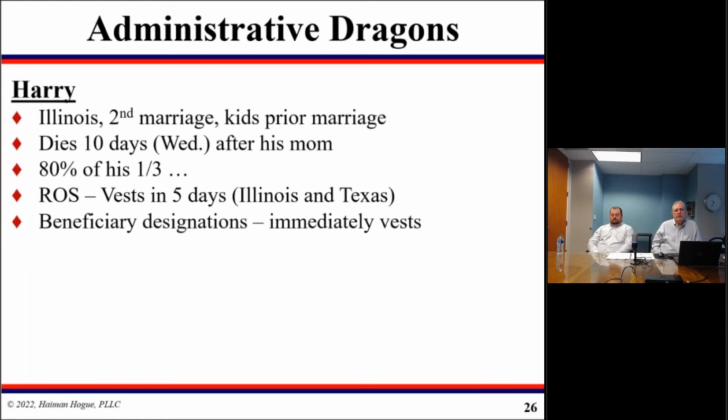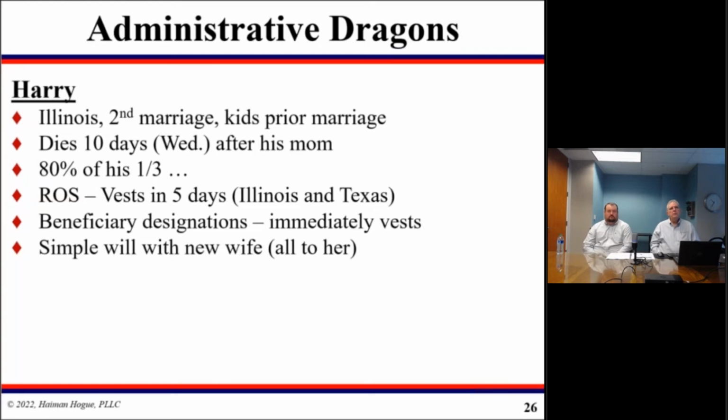Beneficiary designations vest immediately. If he survives, it's his. Doesn't matter if he dies a second later. Then he's got a simple will with his new wife. Everything that vested in him is going to go to her. That's 80% of the estate going to someone Merlene did not even like.